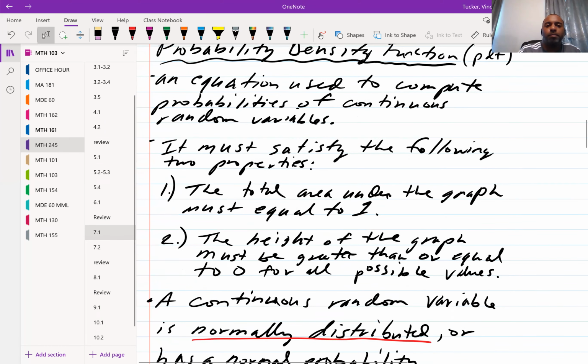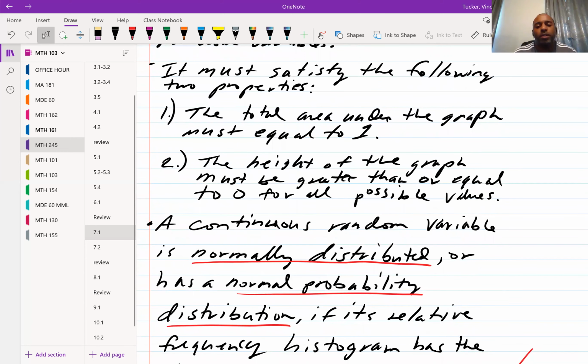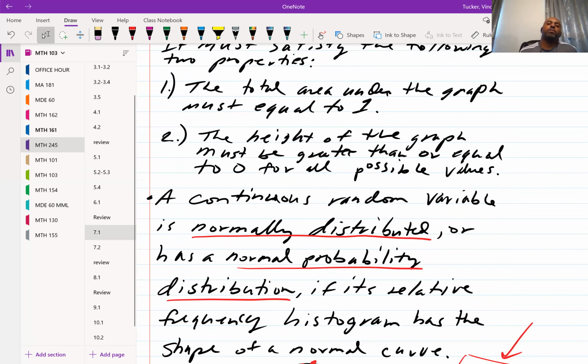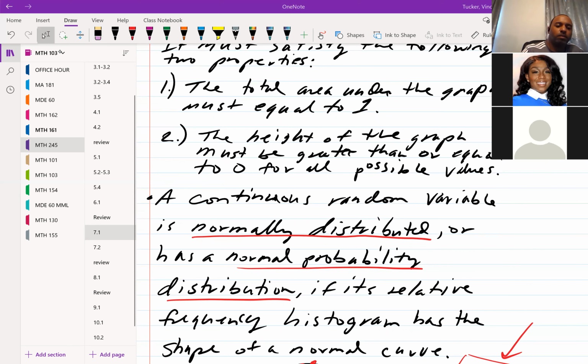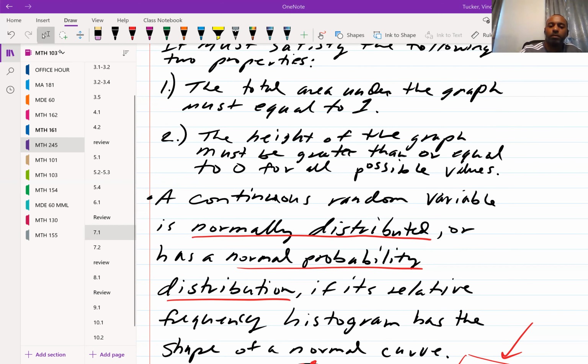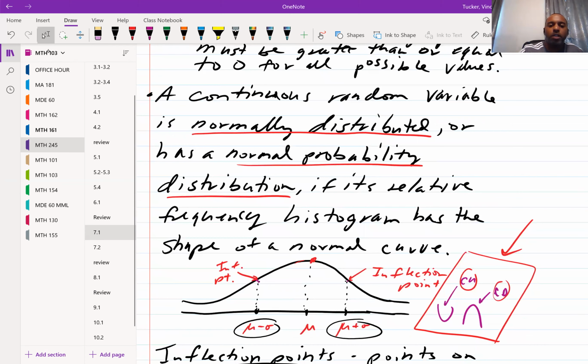All right, scrolling up some. So a continuous random variable is normally distributed or has a normal probability distribution if its relative frequency histogram has the shape of the normal curve. All right, so that's the shape of the normal curve once again.